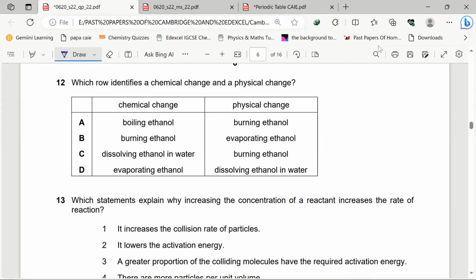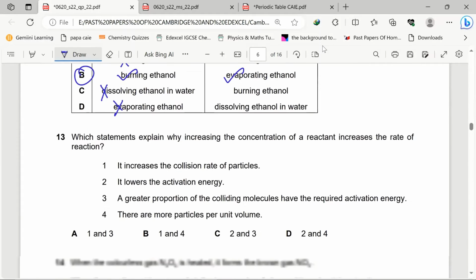Number 12, which row identifies a chemical change and a physical change? Boiling is not a chemical change. Burning ethanol is a chemical change. Dissolving ethanol in water, dissolving is a physical change, right? And evaporating ethanol is a physical change. So only B should be the correct answer. Evaporating water is fine, ethanol is fine. So 12B is the correct answer. Burning ethanol is the only chemical change here.